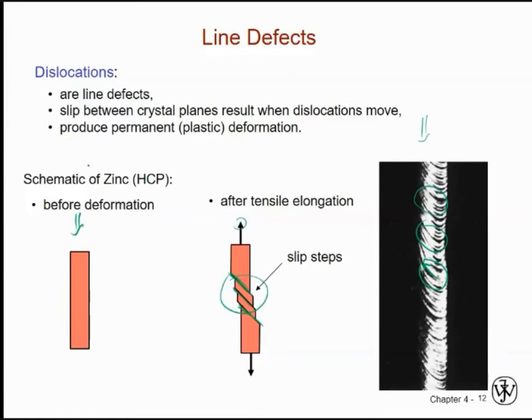So as you can see here, slip is for deformation. Slip between crystal planes results when dislocations move. The dislocation, that defect line, moves, and planes move. As a result, we have permanent plastic deformation. That's why we are learning about dislocation lines.